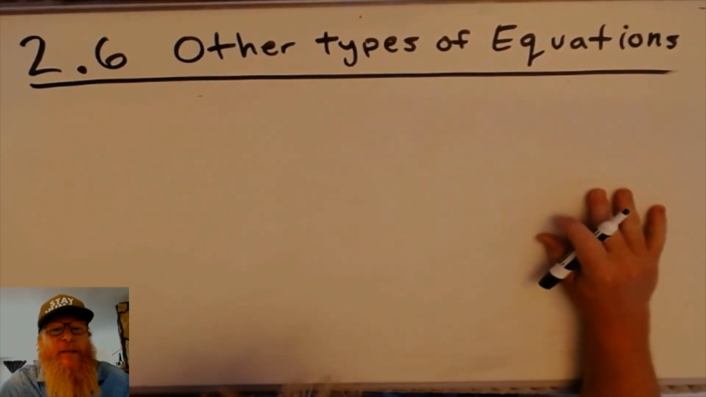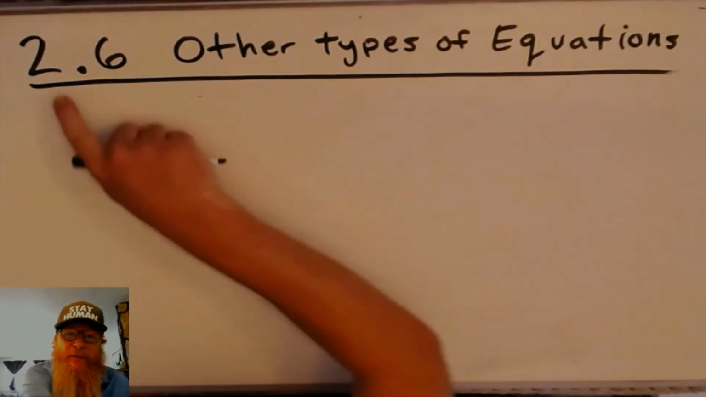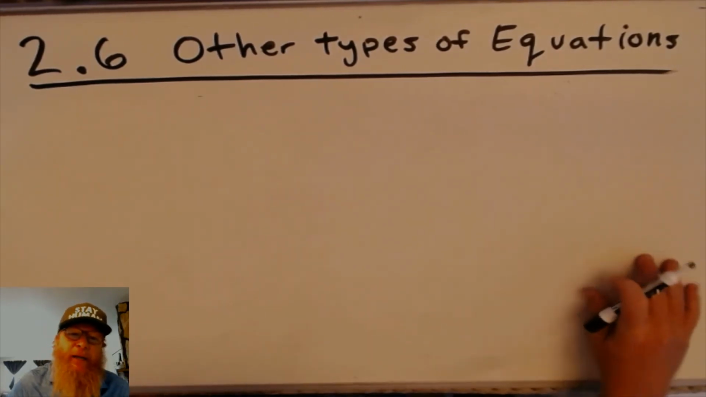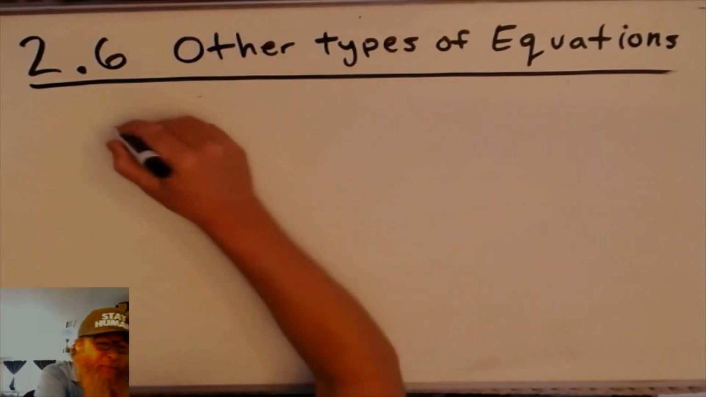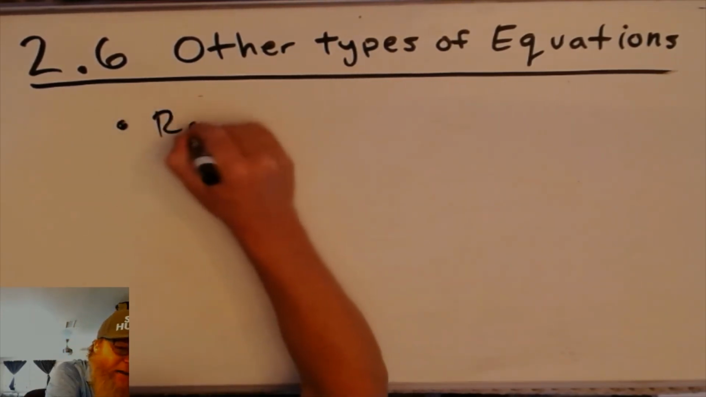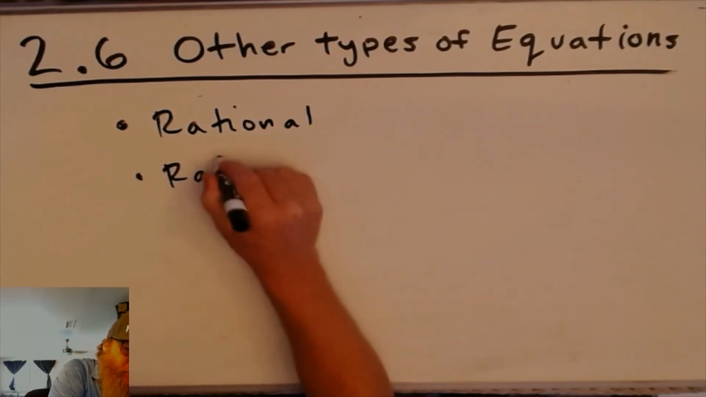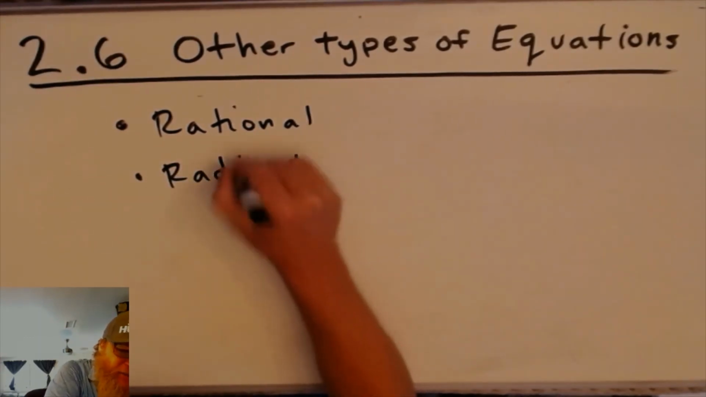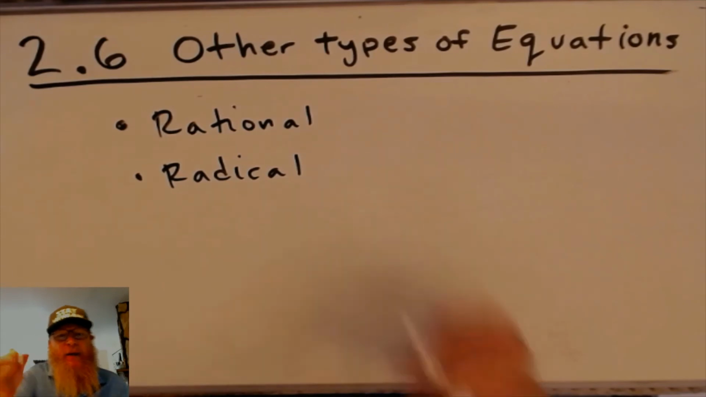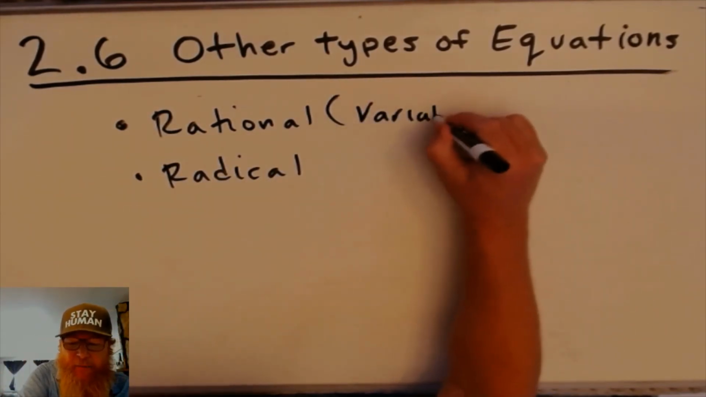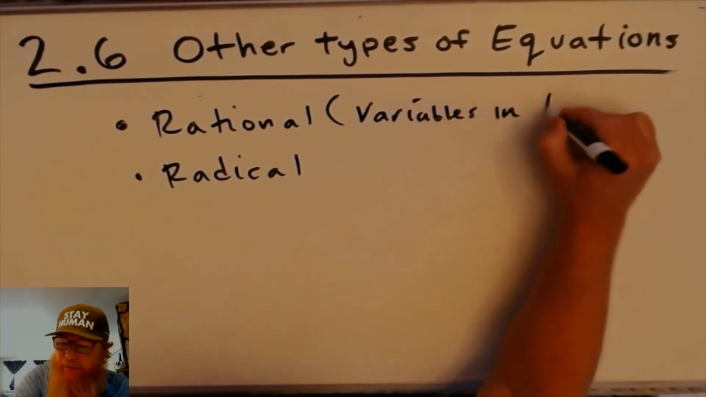Hey, it's Dr. J. 2.6 today, other types of equations. When I say other types, in particular, what I mean are rational equations and radical equations. Rational equations are equations that have variables in the denominator.